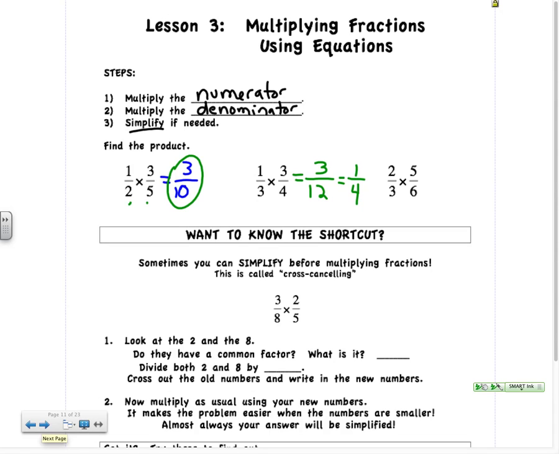And our next one. Multiply our numerators. 2 times 5 equals 10. And 3 times 6 equals 18. I need to simplify that because they're both even. They can be divided by 2. So I get 5/9. Okay, I am going to stop here.